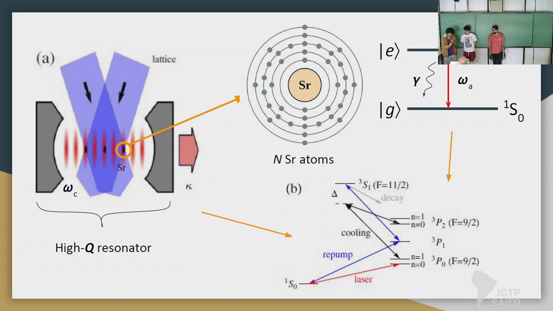I don't know why this doesn't work. You can see we have a two-level system for these atoms. We are considering the ground state and the excited state. We consider that there is a transition frequency, omega A, and we also have spontaneous emission represented by gamma. But this is not the only process occurring here. We also have a repumping of the laser that occurs at a rate of repump W, and this repump is going to take the atom to other levels, the 3P1 and the 3S1 that you can see in the diagram.